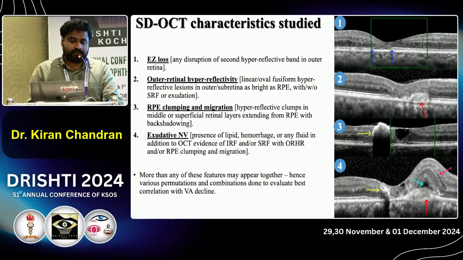And exudative neovascularization, where clinically there was presence of lipids and hemorrhages, and on OCT, intraretinal fluid or subretinal fluid with inner retinal thickening, with outer retinal hyperreflectivity plus or minus RPE clumping and migration. More than one of these features can appear together. Hence, various permutations and combinations were used to evaluate the best correlation with visual acuity decline.